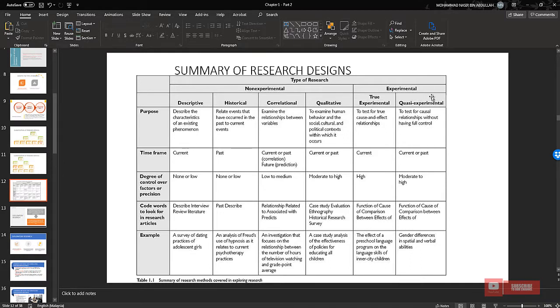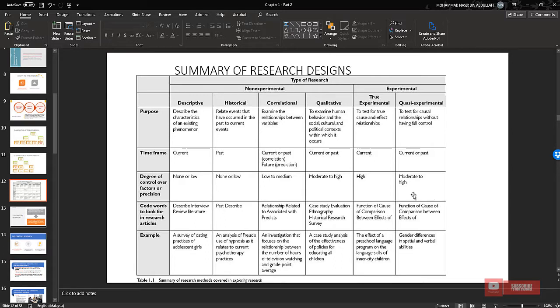For quasi-experimental research, or half experimental, the purpose is to test the causal relationship without having full control, right? The time frame can be either current or past. We have a moderate to high degree of control over factors or precision. So an example of quasi-experimental is gender differences in spatial and verbal abilities.